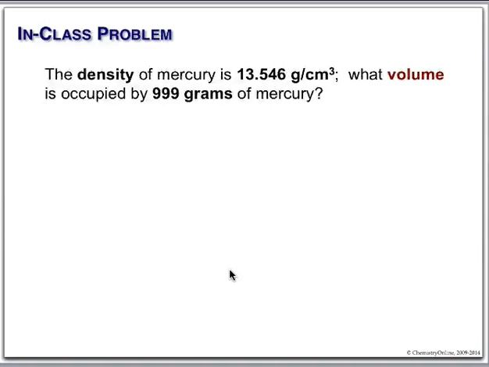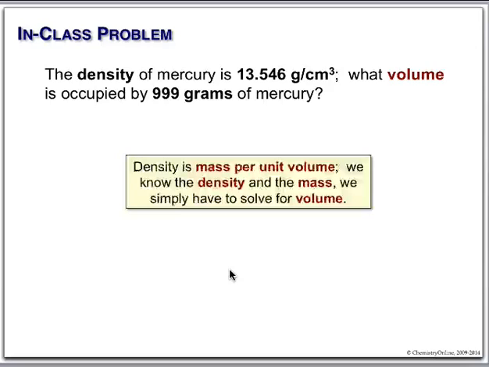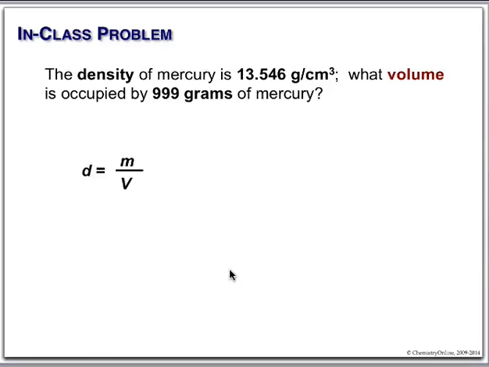All right, density of mercury is this. We have 999 grams. What's our volume? Let's do this using the formula. Density is mass divided by volume. All we're going to do is take our formula and solve for volume. Mass divided by volume. That means volume is mass divided by density, right? Okay, substitute in. Our mass is 999 grams. Our density is 13.5 grams per cubic centimeter.